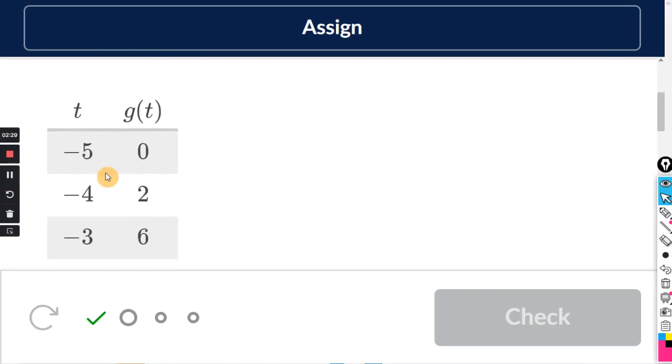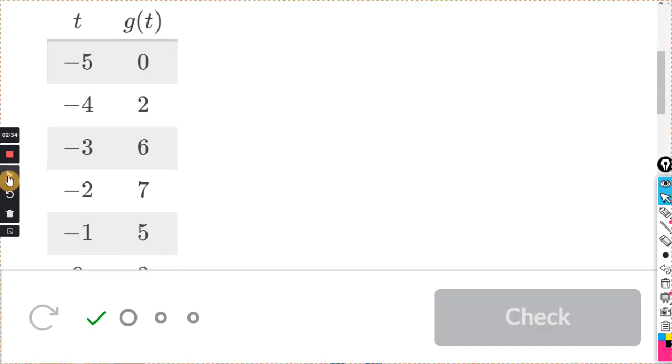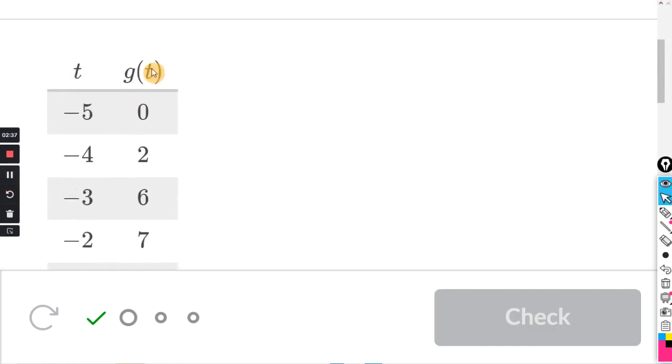All right, next question. Here's a table of values again. This is T and this is G of T. So the left-hand column is basically the X values, and this column is the Y values. How do I know that? Well, generally speaking, when you have an equation, it's Y in terms of X, like Y equals X squared. So T is getting plugged in here, just like X is getting plugged in here. So I know these are the X values and these are the Y values.